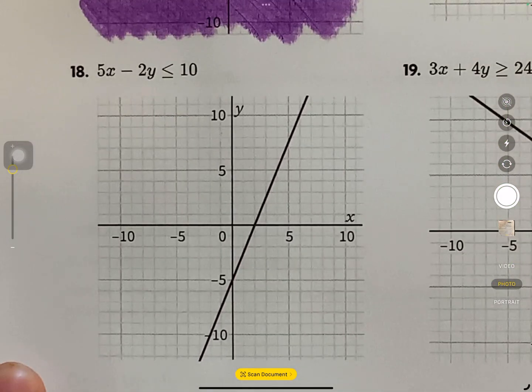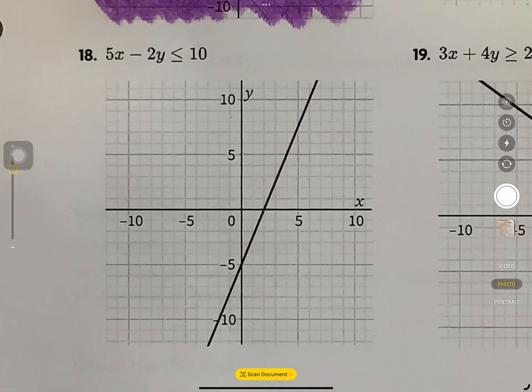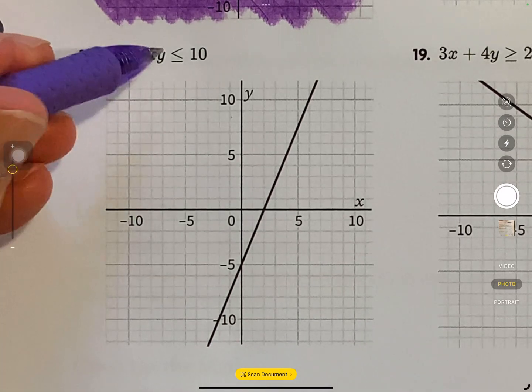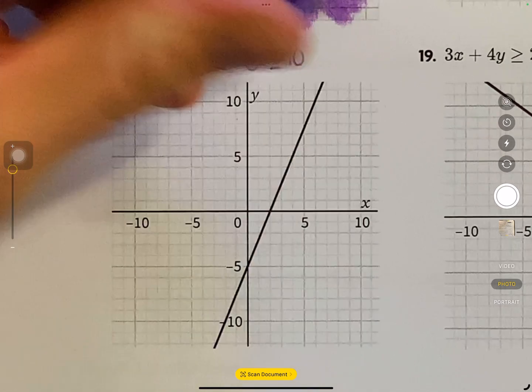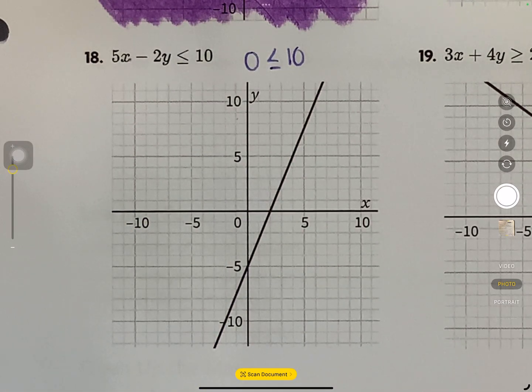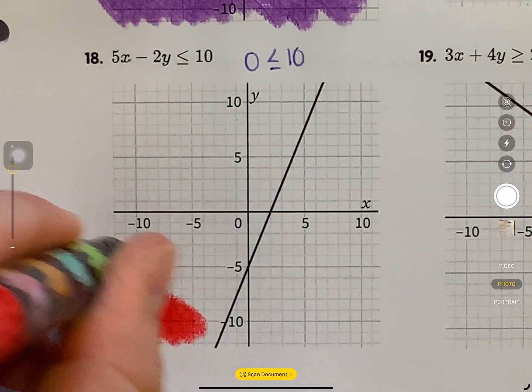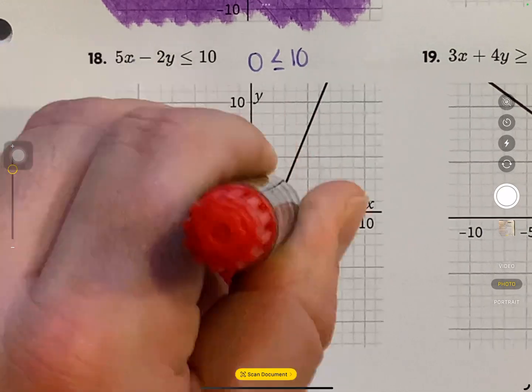All right. Let's throw in 0. 0 here and 0 here makes this say 0 is less than or equal to 10. Is 0 less than or equal to 10? It is. So we're going to shade the origin side.